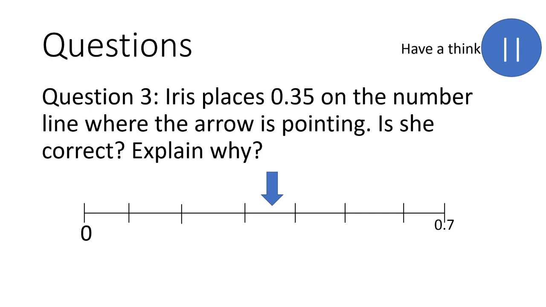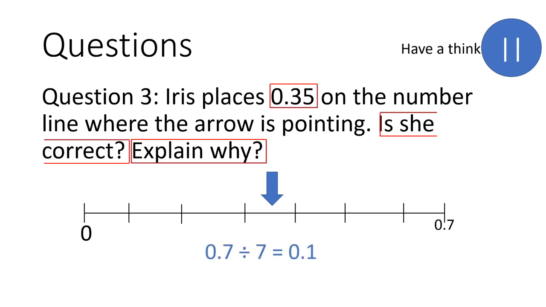Alright, let's get on with completing this question. So, hopefully you spotted that it's 0.35, and it wants to know if she's correct, and it wants us to explain why she is correct or isn't correct. So let's do our little calculation. 0.7 divided by 7, because there are 7 intervals and the difference between 0 and 0.7 is 0.7, equals 0.1. So this means 0.1, 0.2, 0.3, and then 0.35, 0.4, 0.5, 0.6.